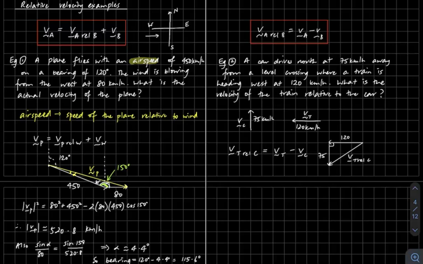Now I guess because this one's a right angle triangle, it's going to be a little bit easier, isn't it? So the magnitude of that is just going to be the square root of 120 squared plus 75 squared, 120 squared plus 75 squared. The square root of that is about 141.5.